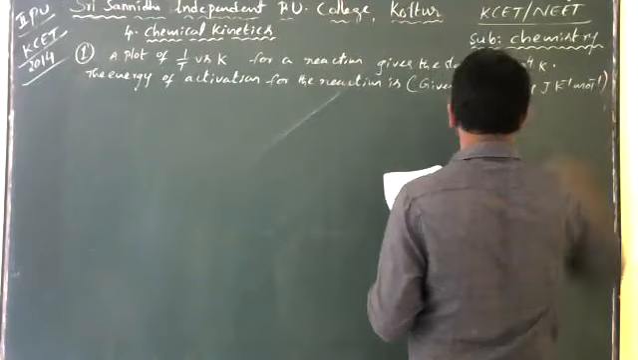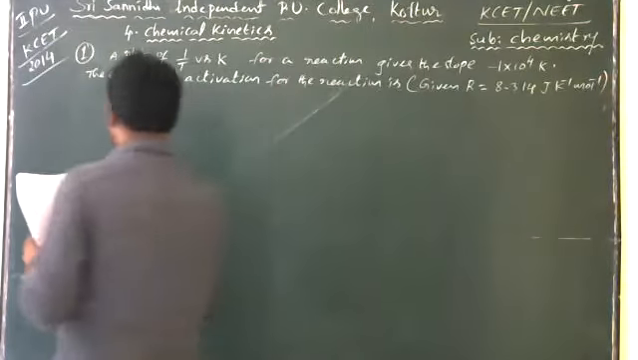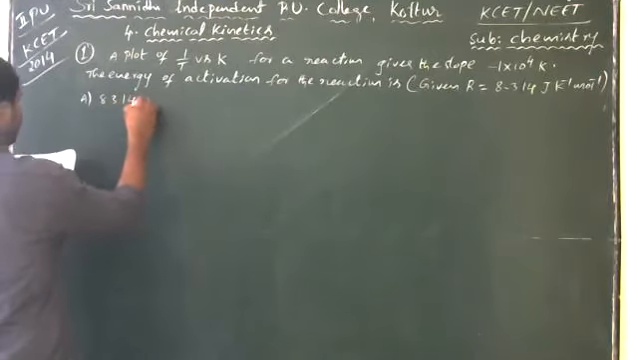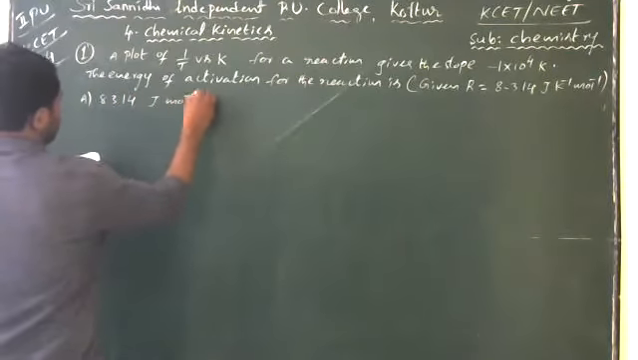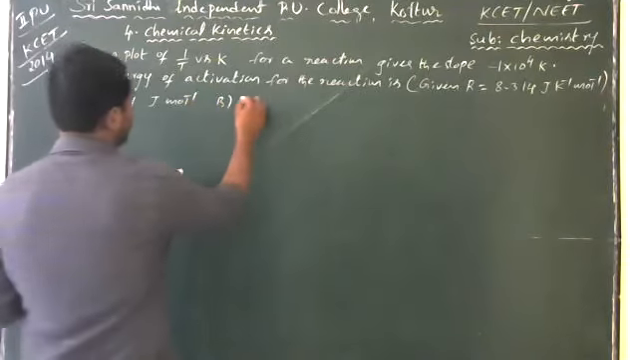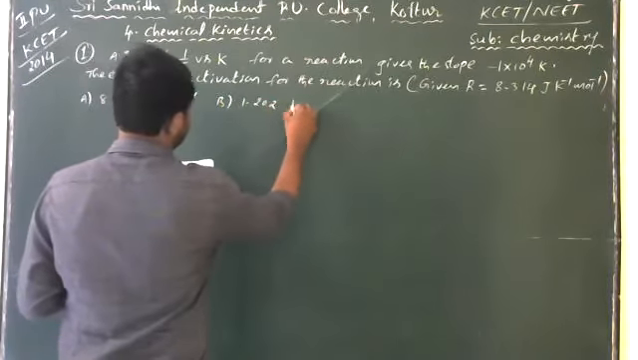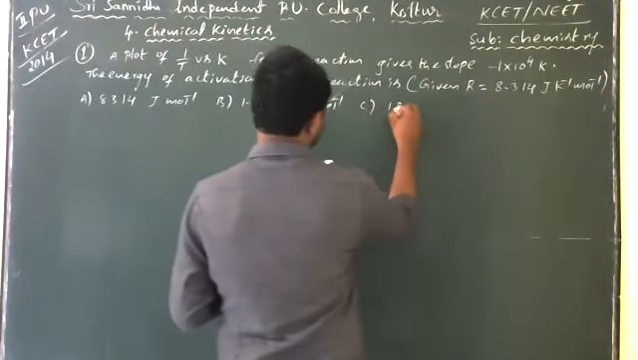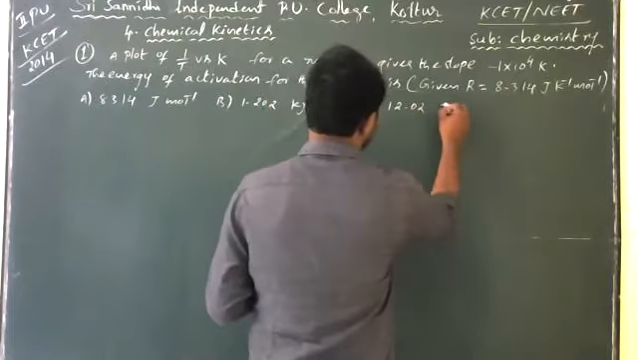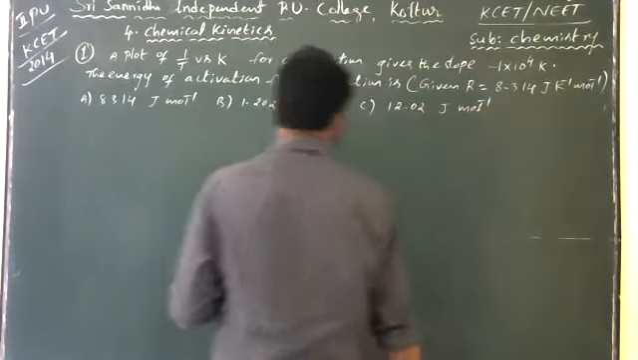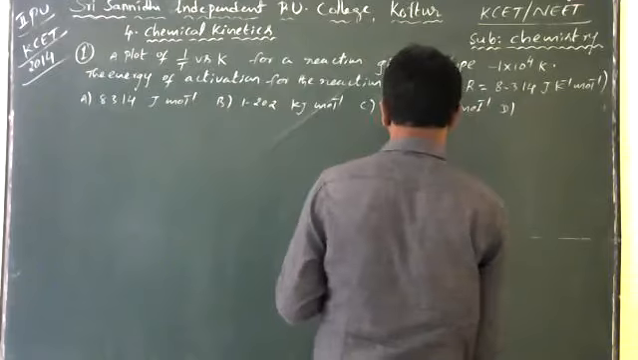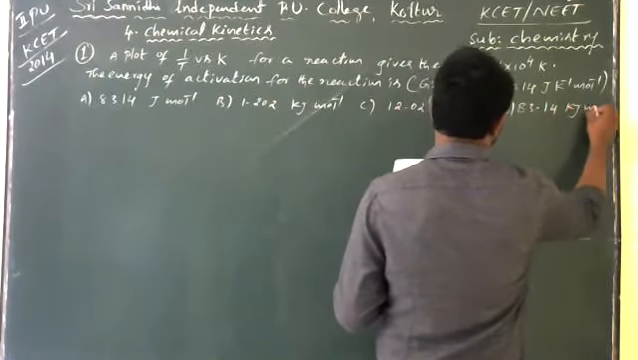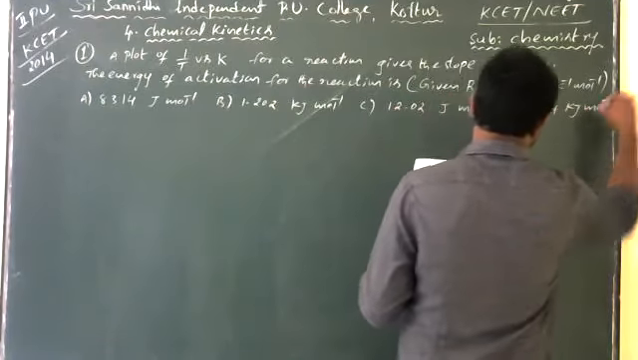And this is the question. Option A is 8314 joules per mole. Option B is 1.202 kilojoules per mole. Next, option C is 12.02 joules per mole. Next, option D is 83.14 kilojoules per mole. And this is the question and the options they have given here.